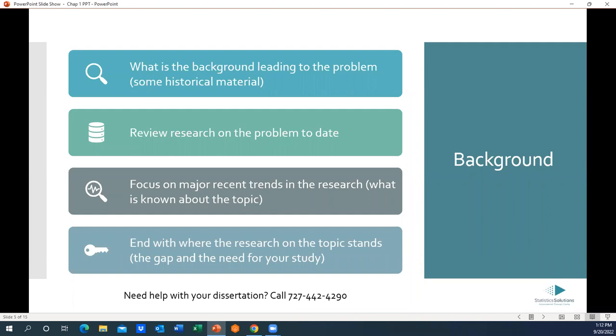Now you're going to catch the reader up on, okay, you've introduced the topic, you've introduced why research is needed on it and what your study is going to do. Catch the reader, get the reader up to speed. Okay, so this is what the background is.